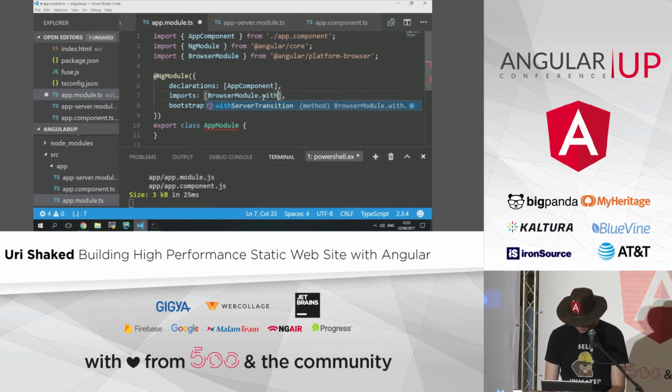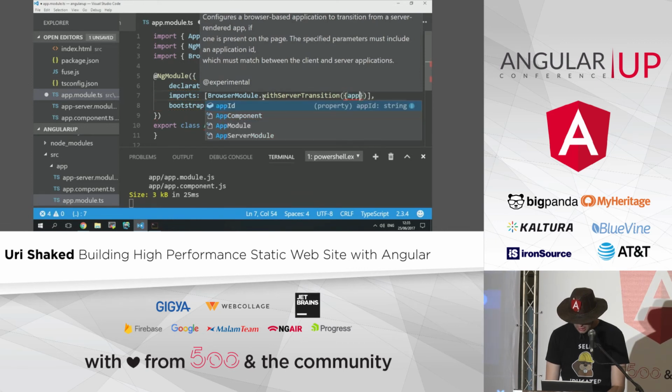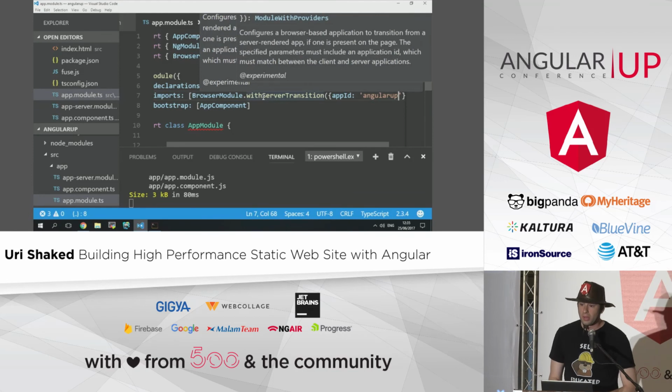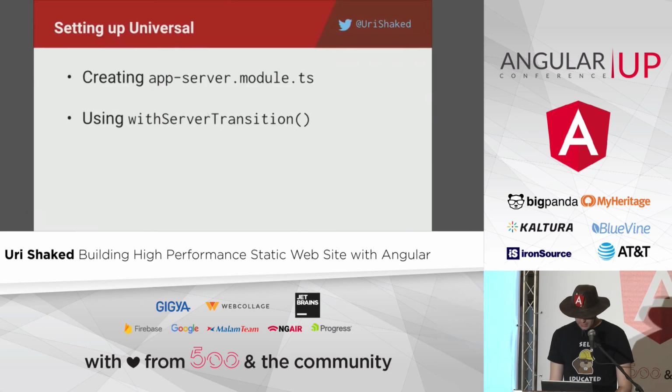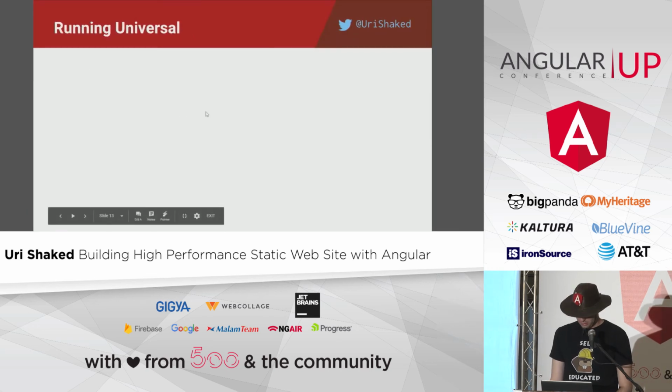So it will be called with server transition, and we need to give it an app ID. It has no meaning. I don't know why we need to give it, but that's basically all the setup that we need to do for server-side rendering, or in our case, build time rendering. Now for the real interesting part, which is braces.